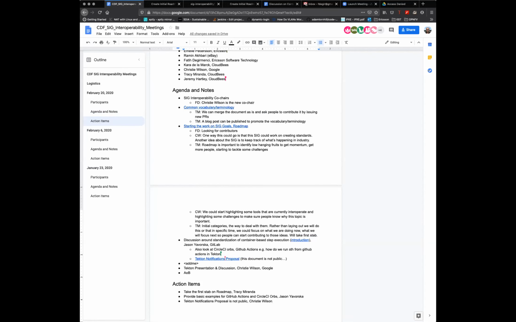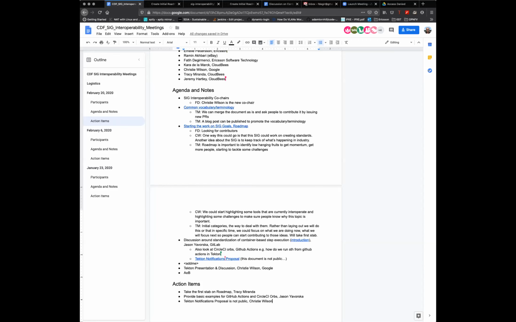If you can share it, SIG Interoperability mail list, that would work as well. I don't know if Google accepts that kind of sharing. I think that will work, actually. Let me see if I can do that. Okay, so I added an action item on you, Christy, to sort this out.